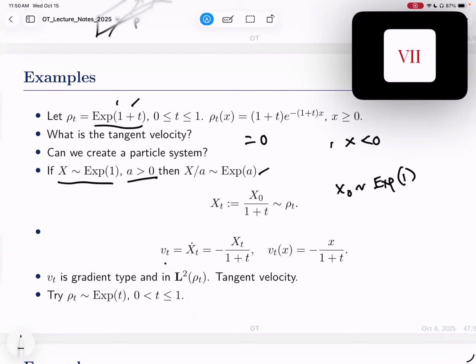What is the velocity of this trajectory? This is the time derivative of the paths, and that's minus xt over 1 plus t, because if I take a derivative here, I get minus x0 over 1 plus t squared, but x0 over 1 plus t is xt, and so this is minus xt over 1 plus t. So my vt of x, my velocity field, is nothing but minus x over 1 plus t.